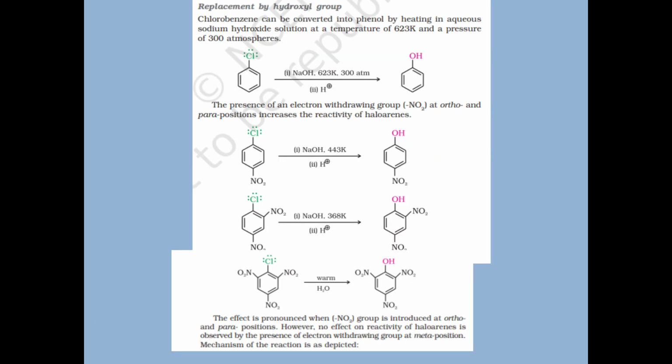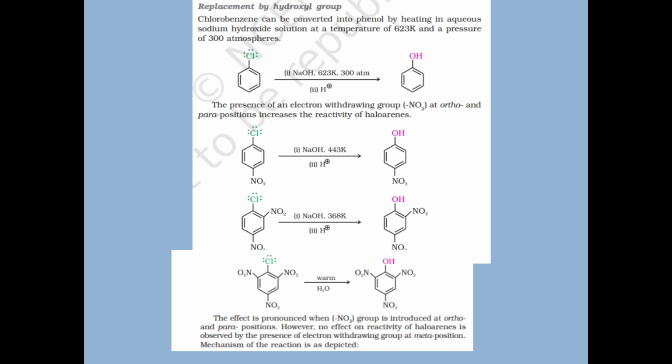Resonance effect. Chlorine is an ortho-para directing group. The replacement of the chlorine in the presence of NaOH at 623 Kelvin and 300 atm pressure is the first condition, and the second condition is H plus, and it will give phenol as a product. The presence of an electron withdrawing group NO2 at the ortho and para position will increase the reactivity.